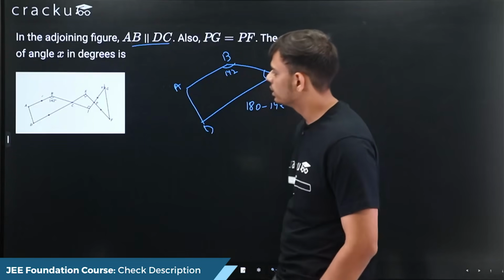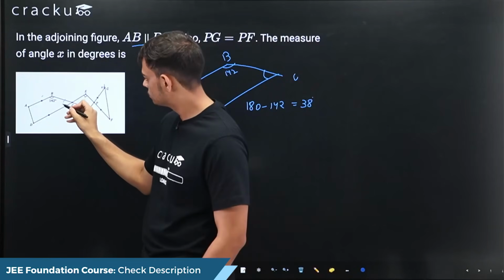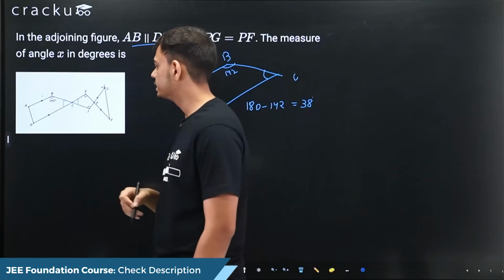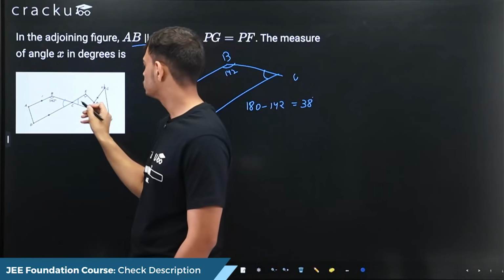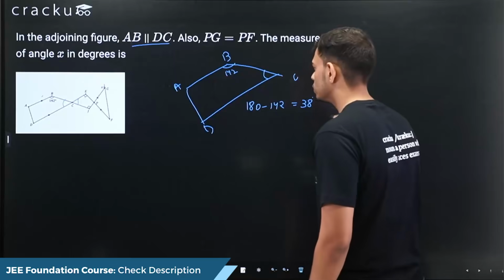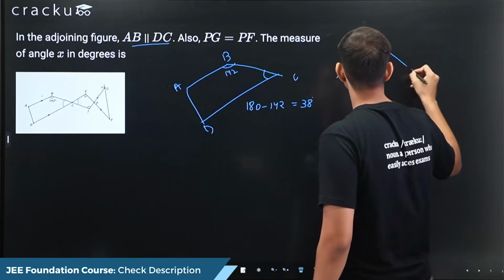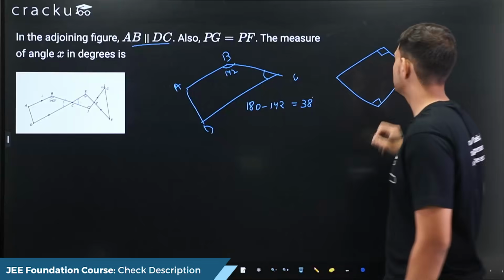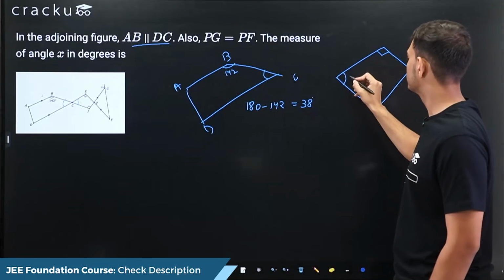If this is 38 degrees, then this angle will be equal to this, the completely opposite angle at the intersection of two lines. So this will also be 38 degrees. So in this quadrilateral, I get these two as 90 degrees, and I'm given this is 38 degrees.